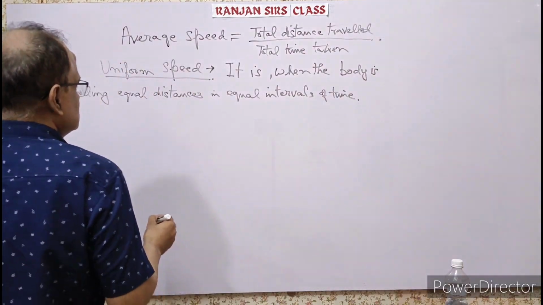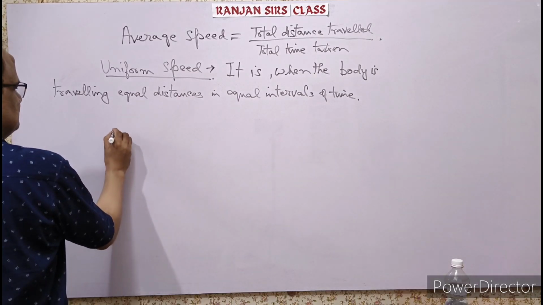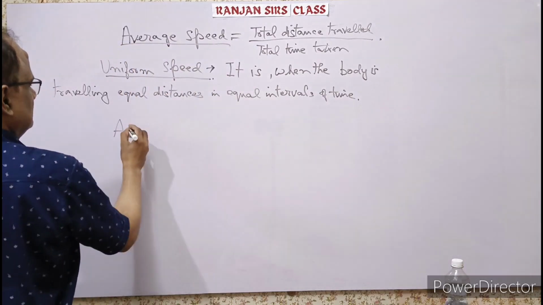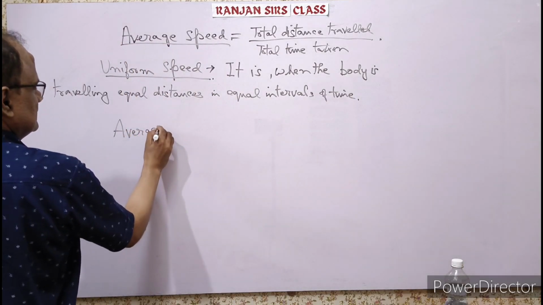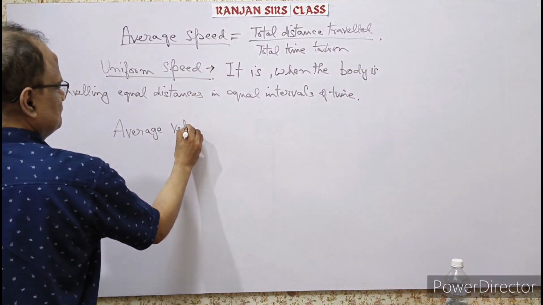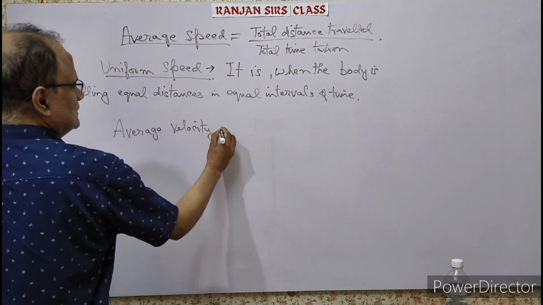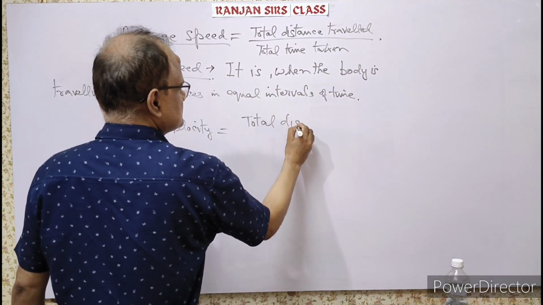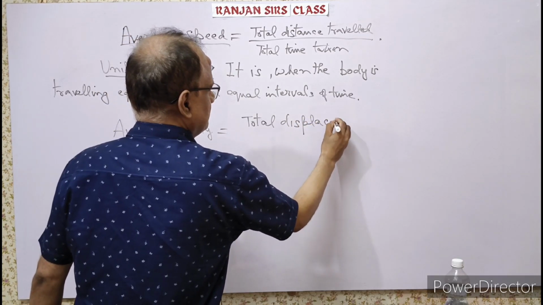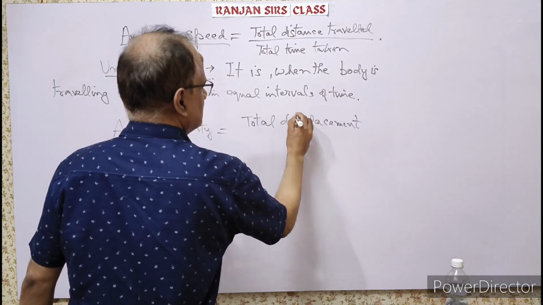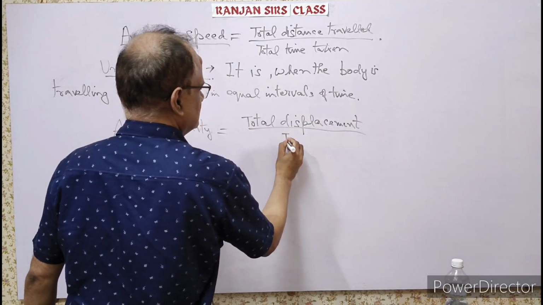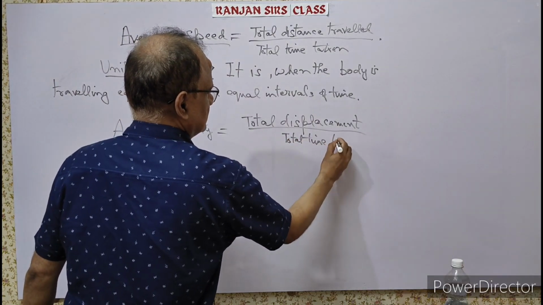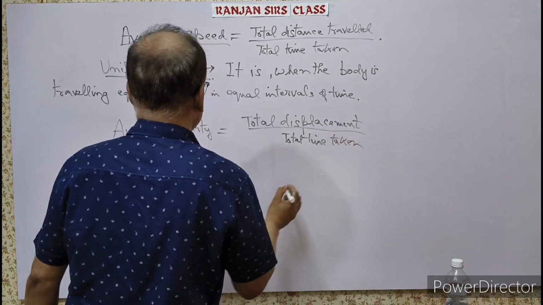Okay, next let us study what is average velocity. Average speed and uniform speed we have done. Now let us come to average velocity. Average velocity of a body is equal to total displacement divided by the total time taken. That will give you the average velocity.